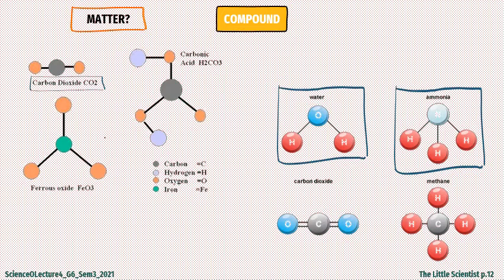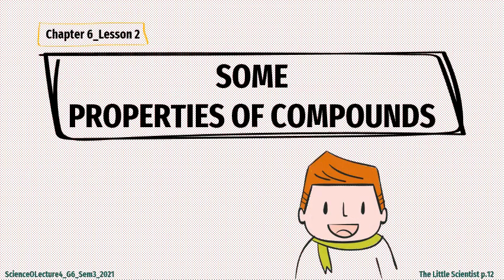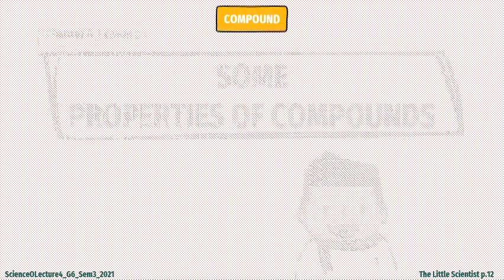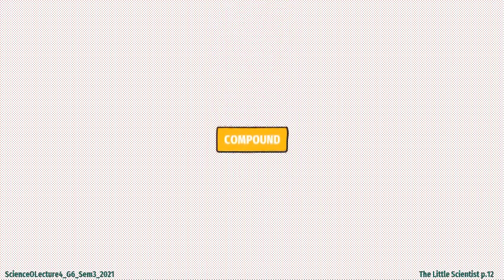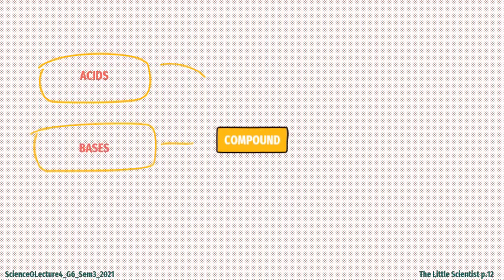Today's lesson is about properties of compounds. Compounds are divided into three different categories: acids, bases, and salts. Acids and bases are two groups of chemical compounds with opposite properties that are seen and encountered in everyday life. But where are acids found?